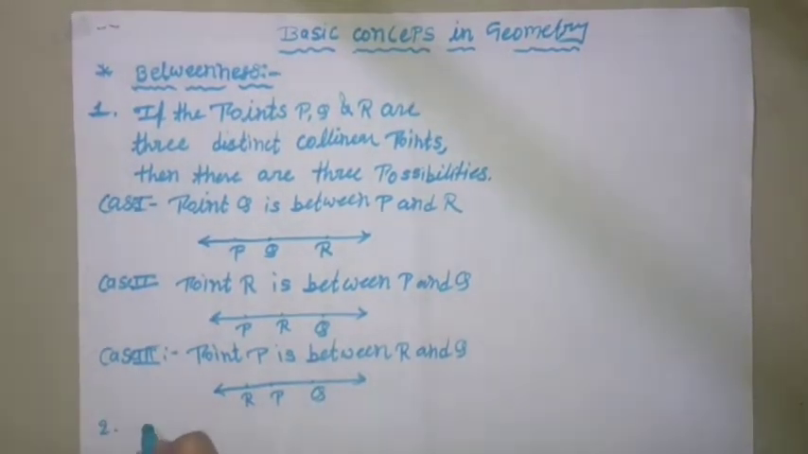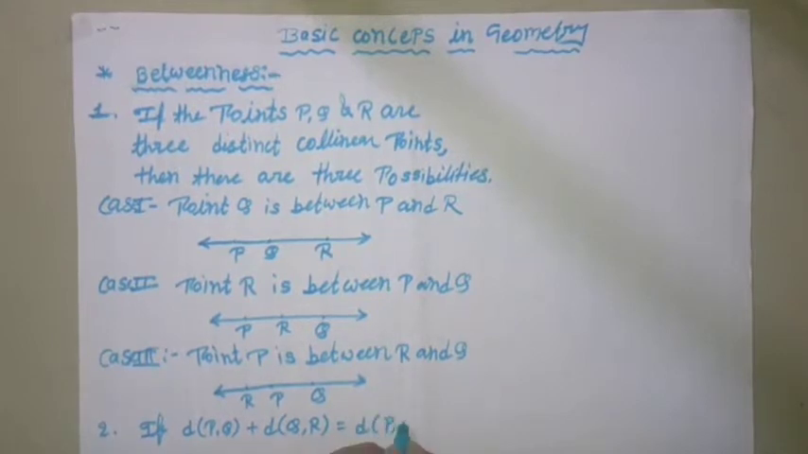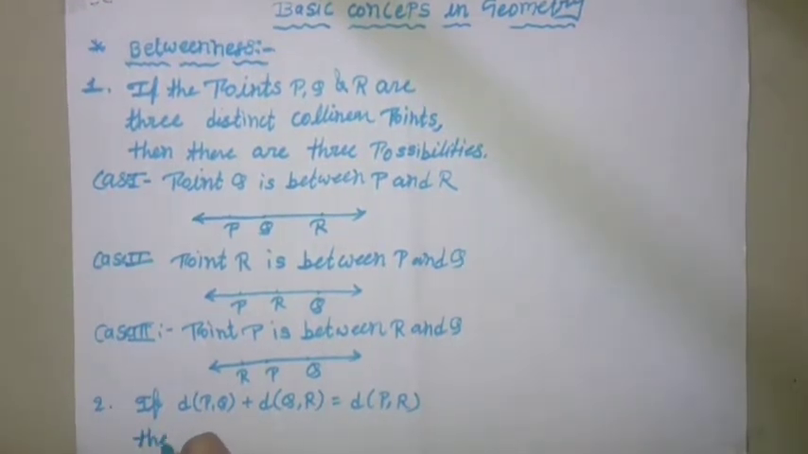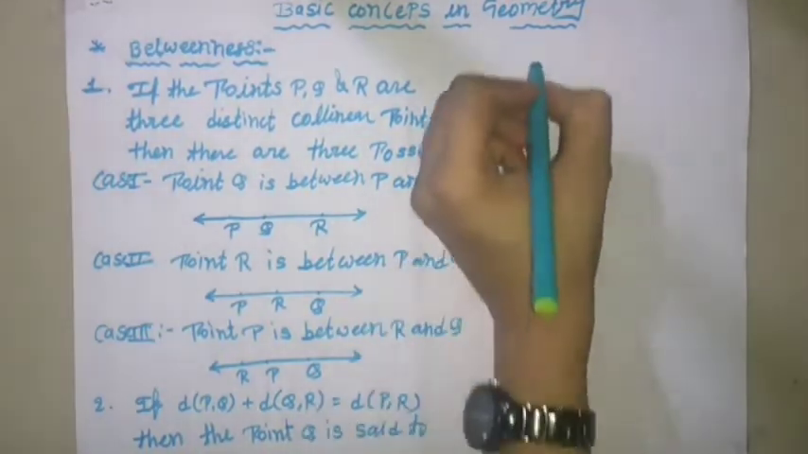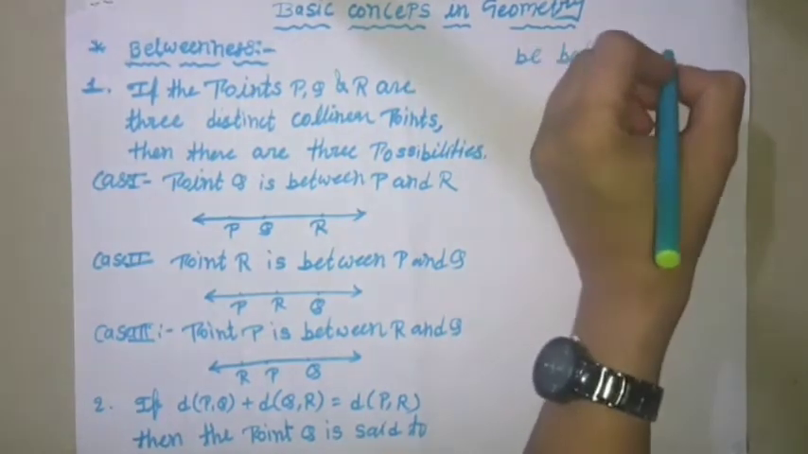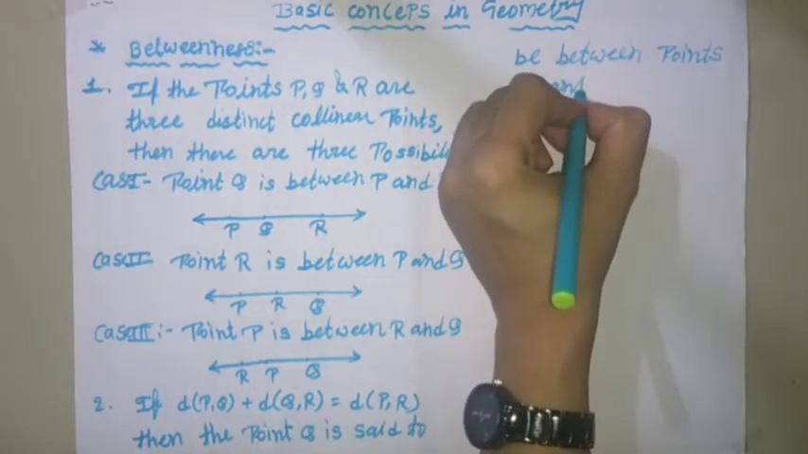Second point. If distance of PQ plus distance of QR equal to distance of PR, then the point Q is said to be between points P and R.